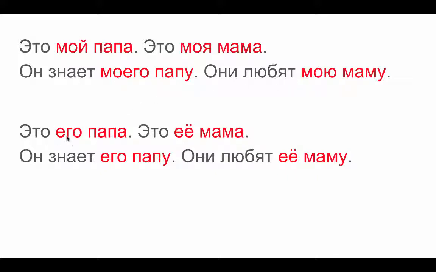Here we have possessives его and ее. Это его папа, это ее мама. Unlike мой, however, его and ее do not change. They stay the same. Он знает его папу. Они любят ее маму. It doesn't matter the gender here. It doesn't matter the case. This stays the same. This stays the same.